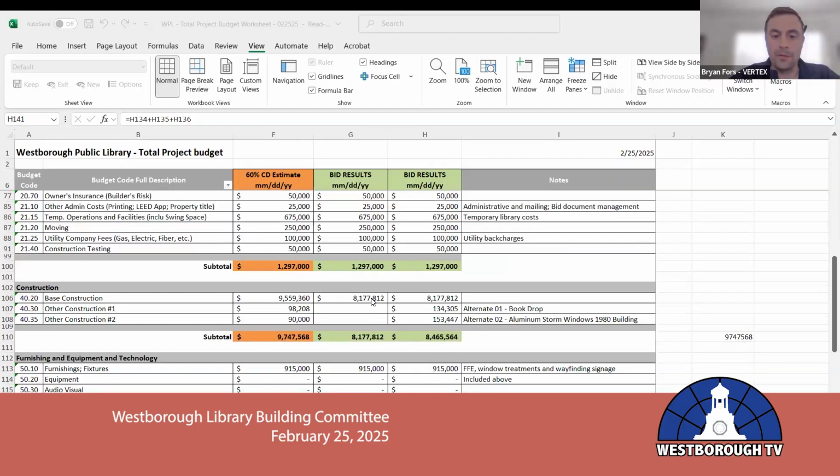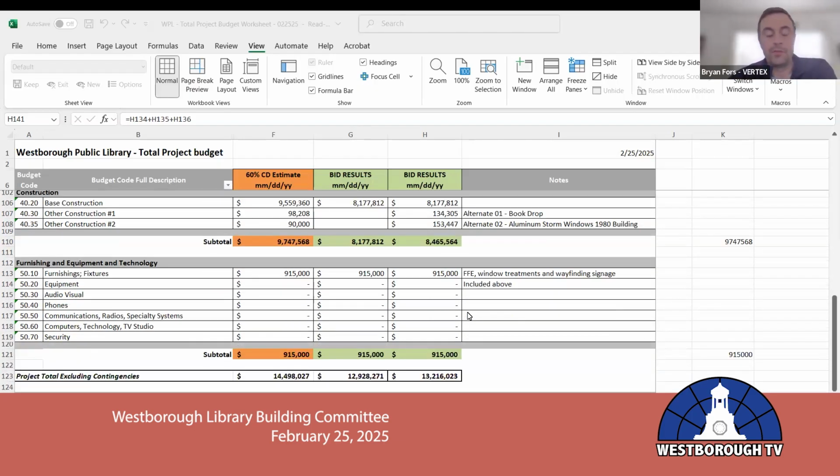As we just discussed, our base construction, we have the Seaver number here for the bid results is 8.177812 with the two alternates added as well. So that would just be the hard construction costs that we have here.